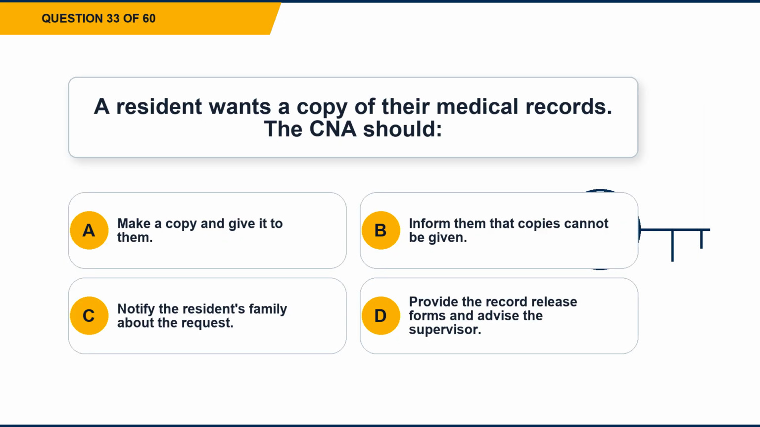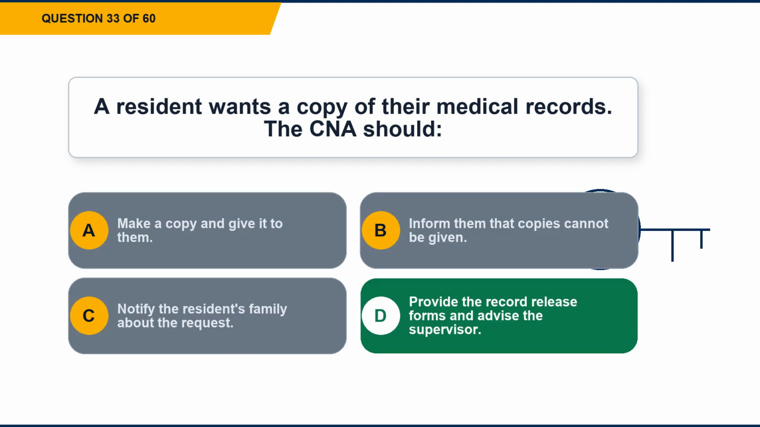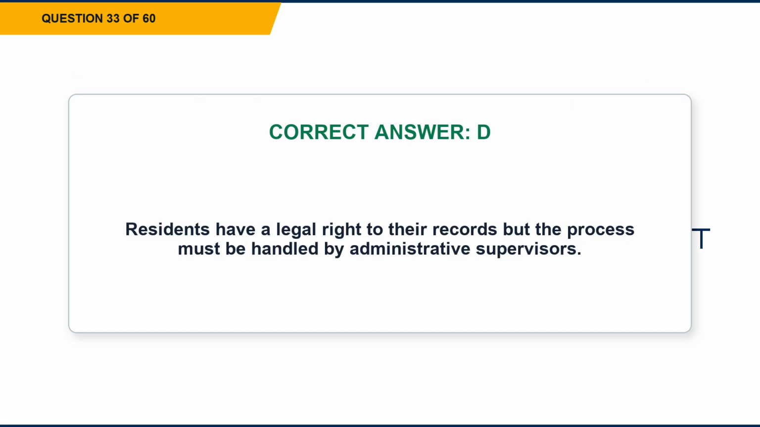Question 33. A resident wants a copy of their medical records. The CNA should: Option A, make a copy and give it to them. Option B, inform them that copies cannot be given. Option C, notify the resident's family about the request. Option D, provide the record release forms and advise the supervisor. The correct answer is option D, provide the record release forms and advise the supervisor. Explanation. Residents have a legal right to their records, but the process must be handled by administrative supervisors.